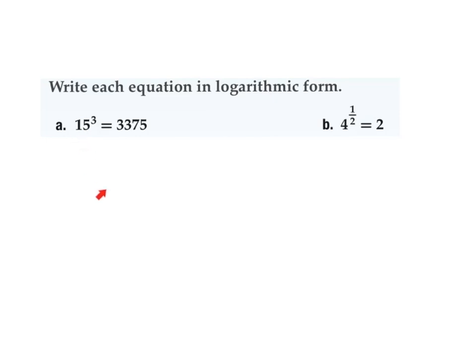So, again, the base is 15, which now when I write it in log form, becomes the little dinky number. That's the subscript instead of a superscript. The power is 3, so that goes on the other side of the equal sign. And this 3,375 goes in next to the base.